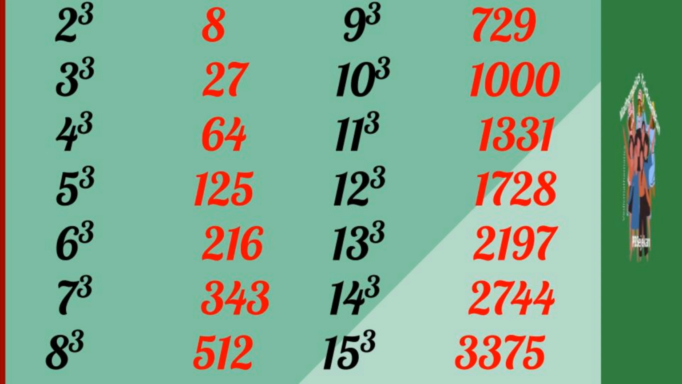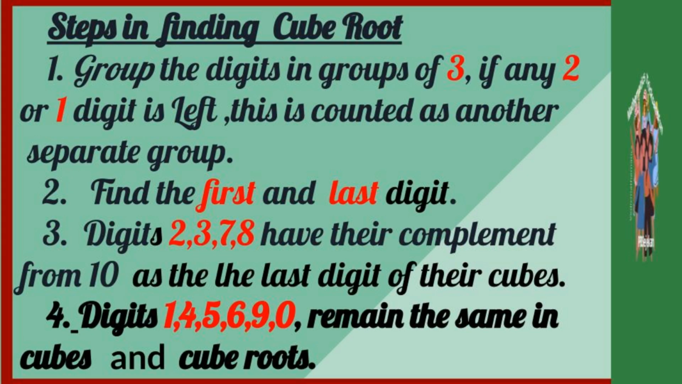Now let us quickly brush up the steps in deriving the cube root. First, group the digits in groups of 3. If 1 or 2 digits are left, consider them as a separate group. Find the first and last digit of the cube root. Digits 2, 3, 7 and 8 share their complements from 10 as the last digit. Digits 1, 4, 5, 6, 9, 0 have the same digit as the last digit of their cube.